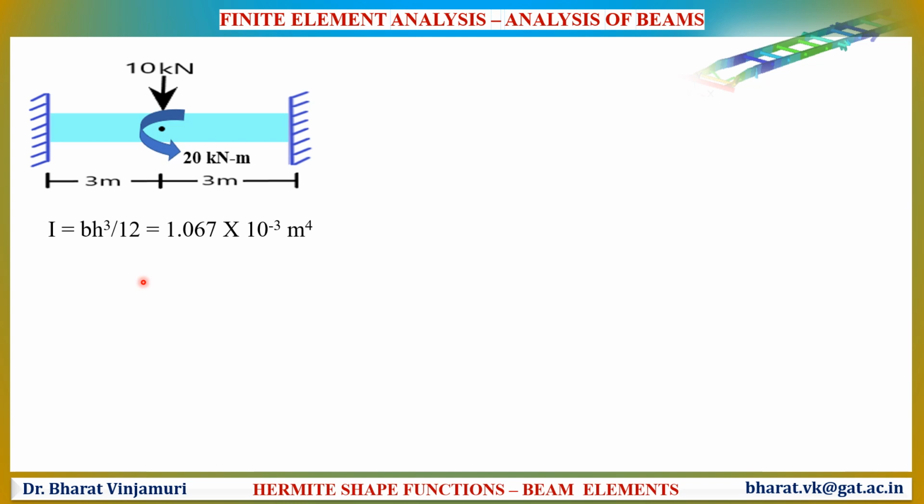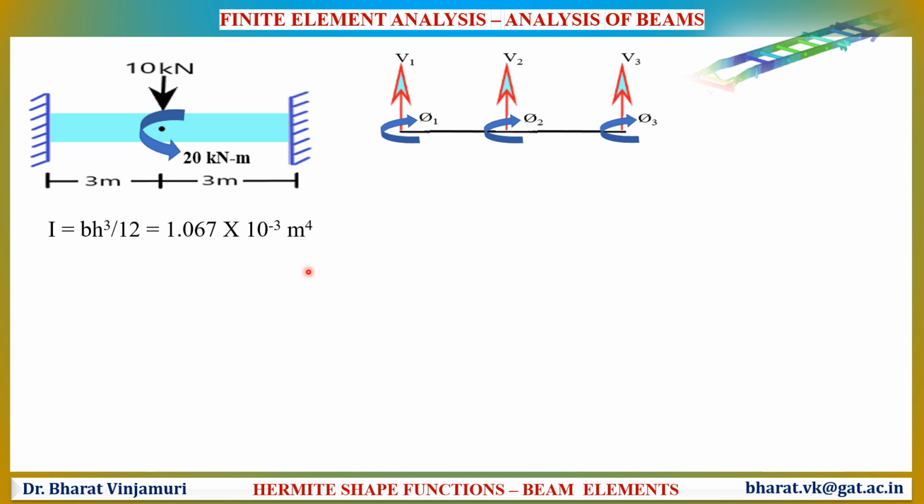Let us find the moment of inertia of the structure by using the formula I is equal to bh cube by 12. The values in mm are converted to meters, and we will be having I is equal to 1.067 into 10 raised to minus 3 meter power 4. Let us now convert the given geometric model into finite element model.